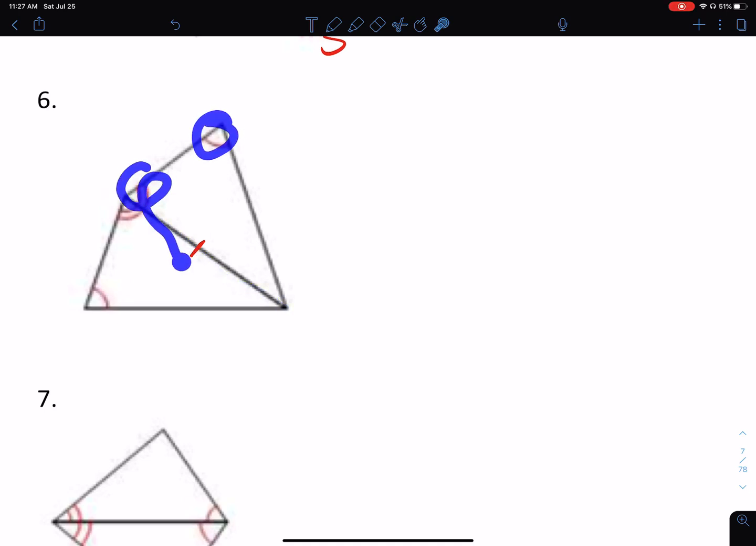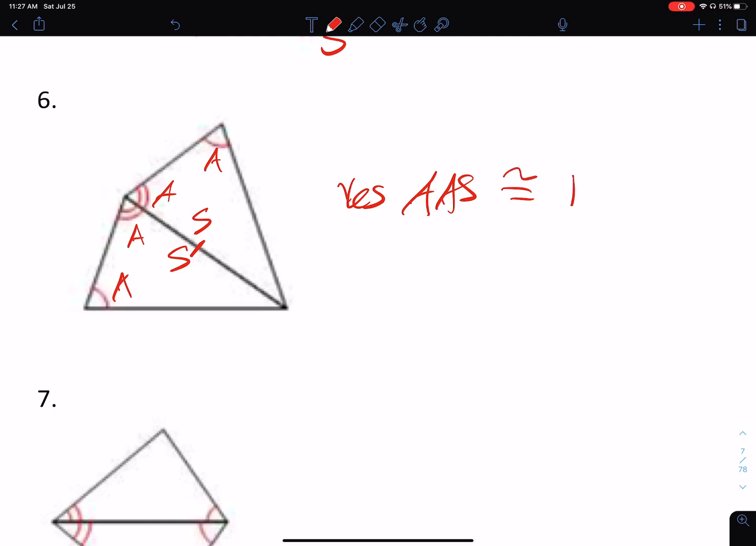Number six, the reflexive property says that this segment here is congruent to itself. So is there an angle, angle, side? Sure is. Angle, angle, side. Yes, by the angle, angle, side congruency postulate.